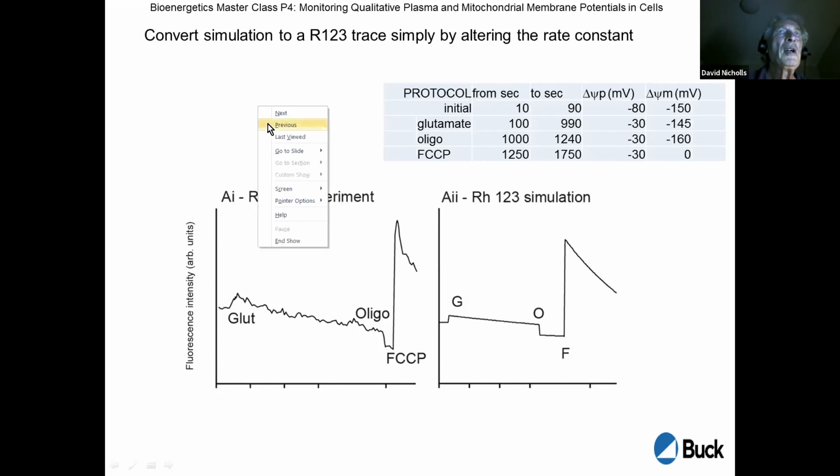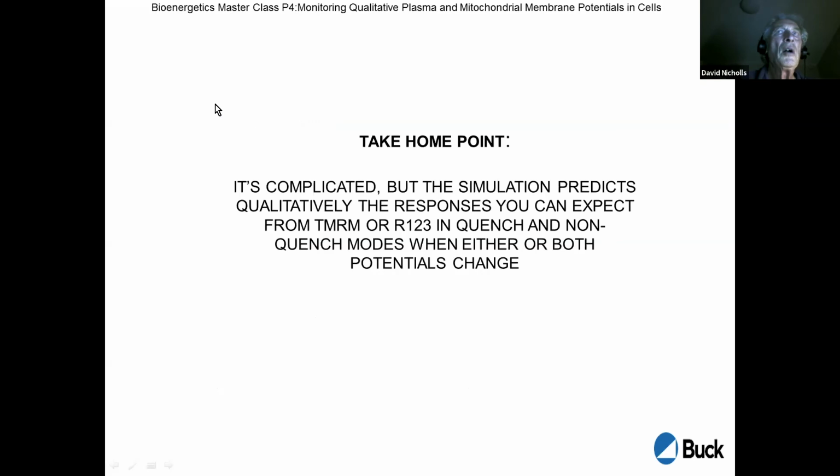So I think we have come to the end of this. It is complicated, but I think what have we learned today? We've learned the basis of what causes the fluorescence changes. We've learned that it's complicated.